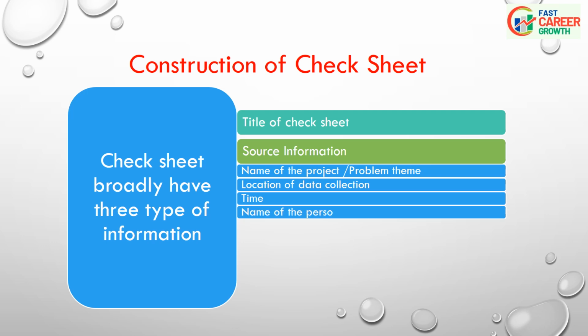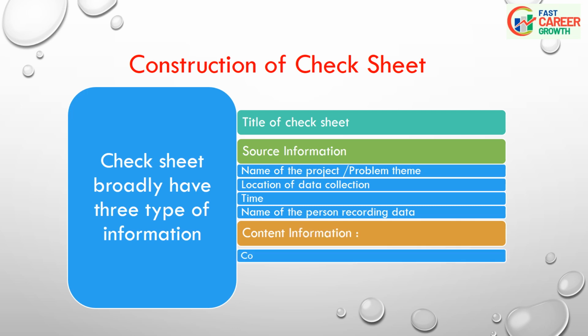Name of the person recording data. This field captures the identity of the individual responsible for collecting the data. It ensures accountability and enables further inquiries or clarifications if needed. Content information. Column for defect event name. This section provides a space to record the specific names or descriptions of defects, events, or occurrences being observed. This could be related to product defects, process issues, or any other relevant data points.